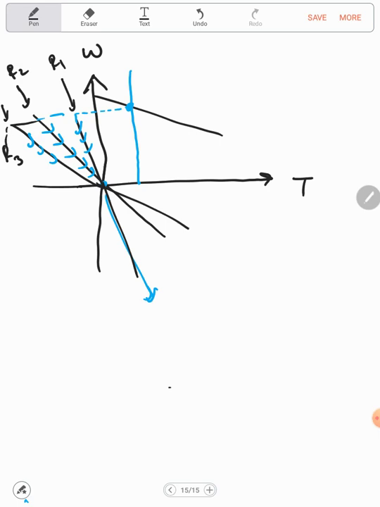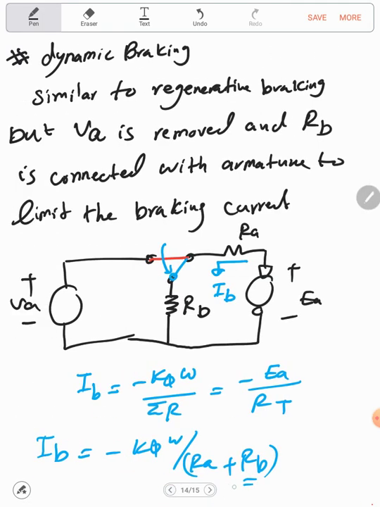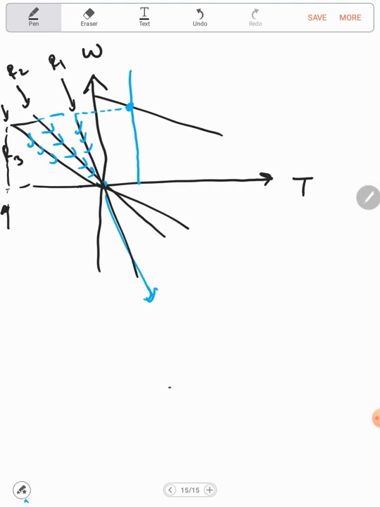Actually, the maximum braking torque means the minimum resistance, because in the end of the day the torque will equal minus K phi square omega over RA plus RB. So the minimum R is the maximum current or the maximum torque. So from this plot, we will have that R3 is less than R2 is less than R1. Which path is the fastest? R3 path is the fastest. Then R2 path, then the R1 path.